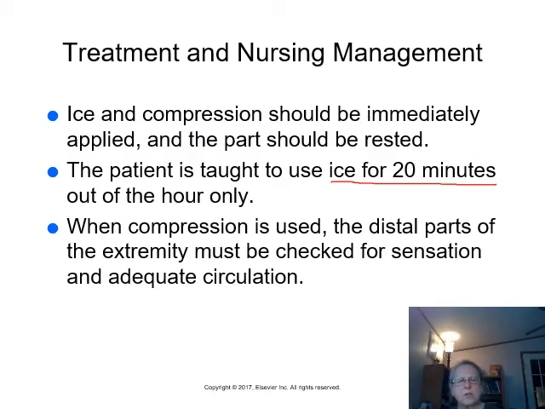When compression is used, make sure that the compression is not too tight. Make sure you're checking sensation and adequate circulation as well. Sensation would be touching their fingers and toes and making sure, can they feel you? Circulation, once again, is looking at the toes and fingers. Are they pink or are they white? Looking at the capillary refill, feeling the pulses, and the swelling, is it too much? Can you still put a finger or two underneath the wrap? You should be able to do that. It is not to be so tight that it is a tourniquet.